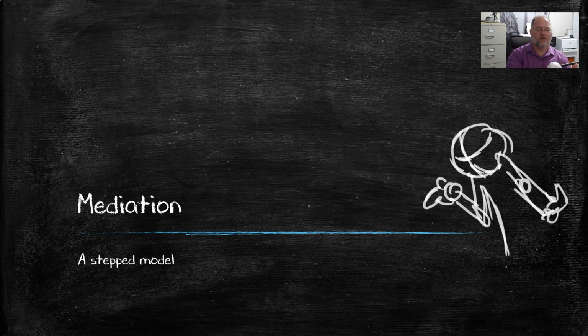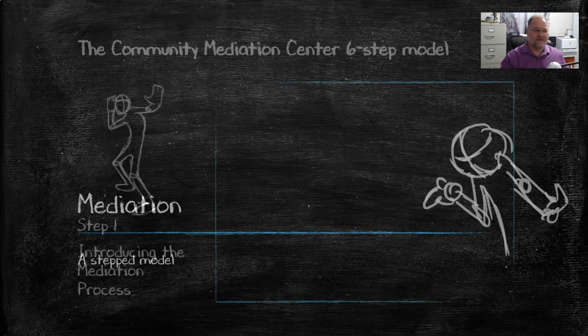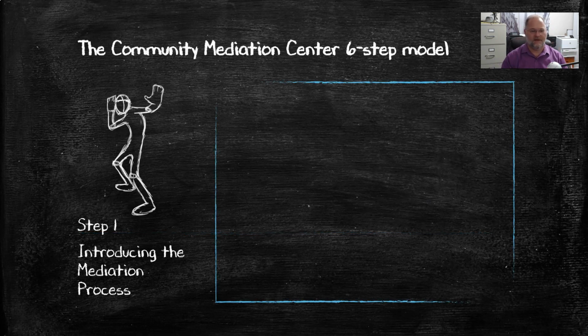And it also works really well for clients, especially those pro se, those unrepresented by attorneys, that need to have some kind of structure to follow along so they can see that they're actually moving. So let's move ahead. This is a 6-step model based out of the Community Mediation Center. The first step is introducing the mediation process.